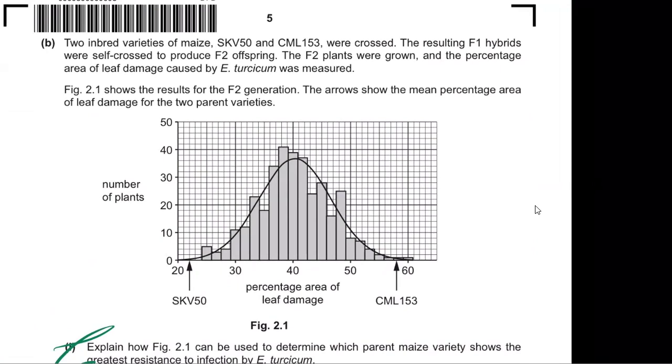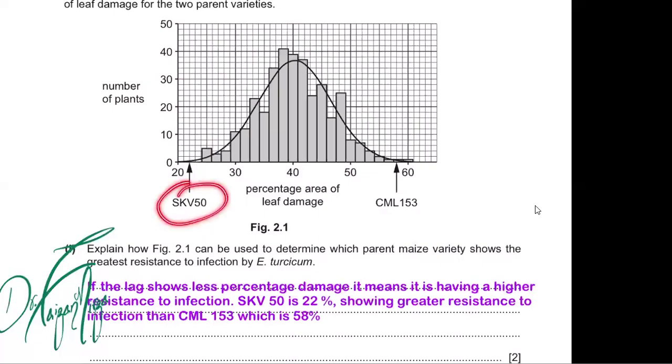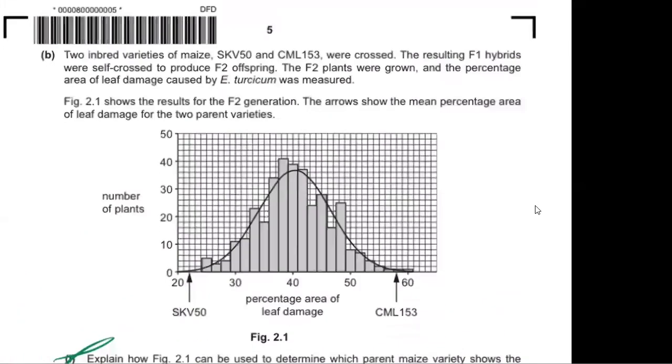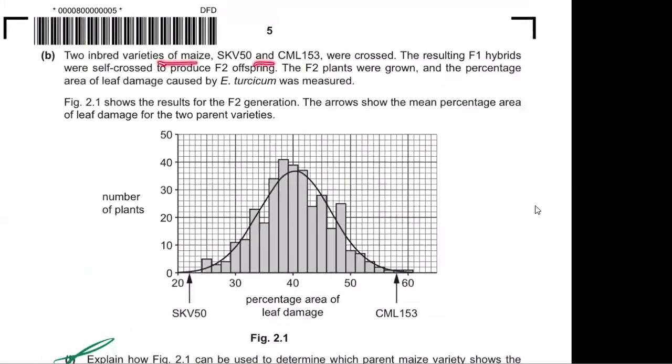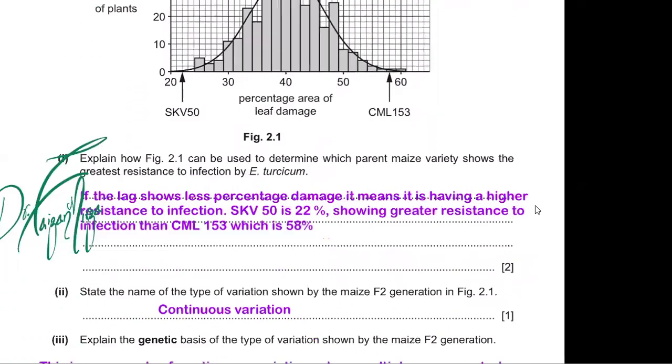The arrows show the leaf damage of the two varieties. The number of plants is shown with these bars, and these are the two varieties which are damaged. You can say these are the varieties of maize given here, and then it shows how much percentage of leaf was measured as damaged by this particular fungal pathogen.